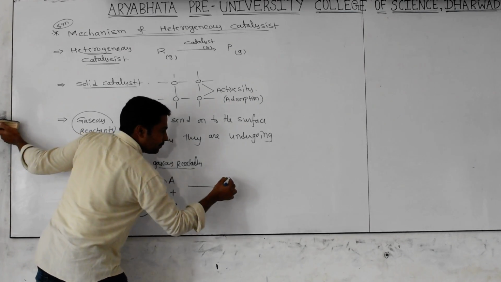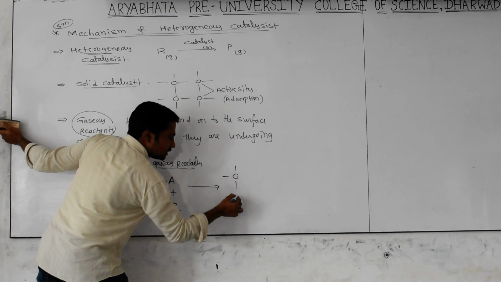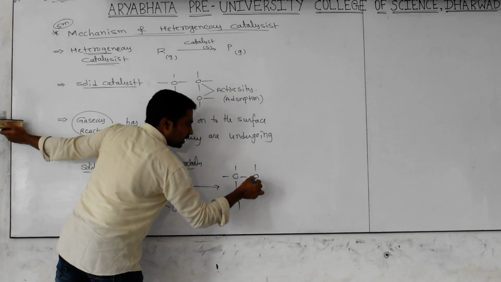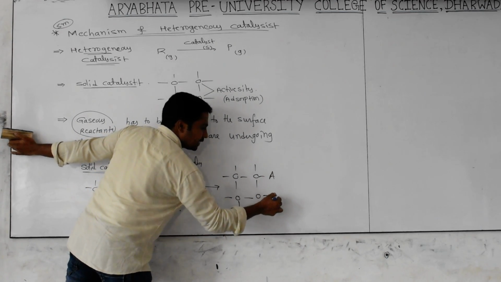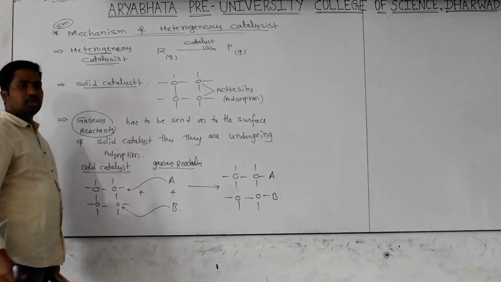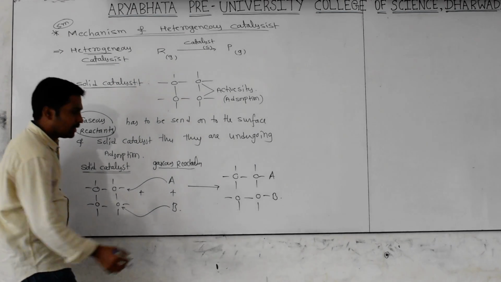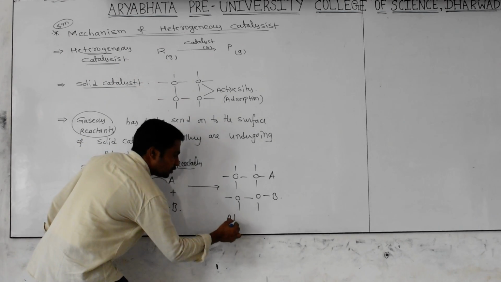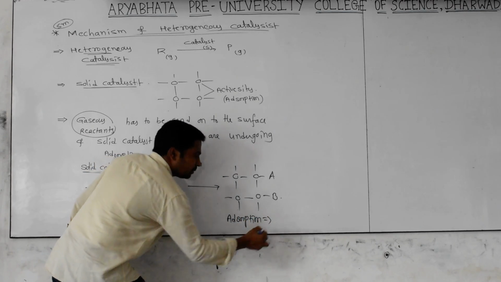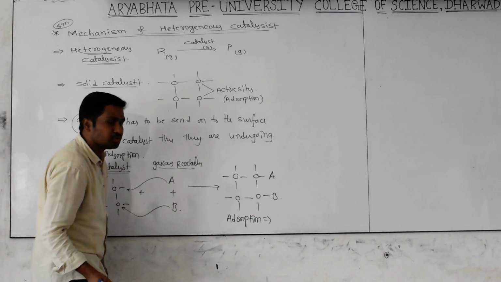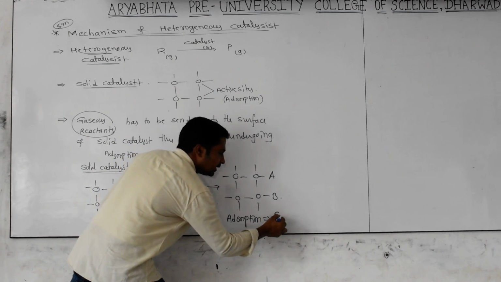You see carefully. The solid catalyst will be as it is. Onto the surface of the solid catalyst, which particle is undergoing sticking? The AB particle. Through which phenomenon is it going on? Adsorption. Adsorption means, is it exothermic or endothermic? Exothermic means energy will be released.